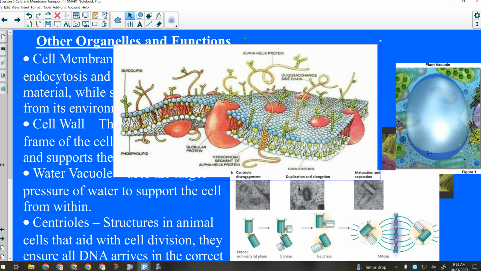Yes, it's mostly fat, okay? That's what all these little circles are. They actually have tails on them, and there's a double layer of them. So there's a layer on the outside and a layer on the inside. The tails point towards each other in the middle, okay?